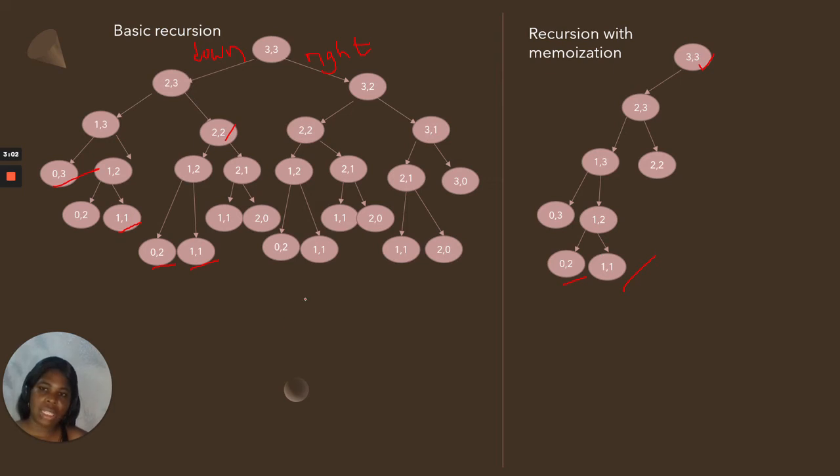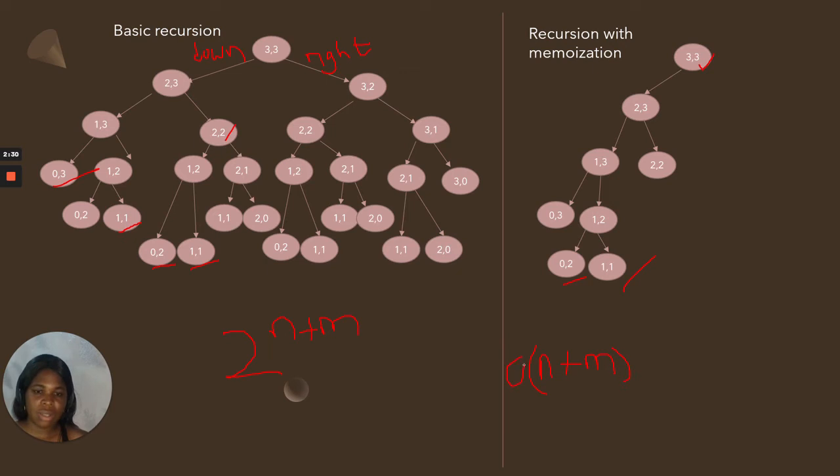So looking at this tree, you can say that the time complexity for the basic recursion is going to be 2 raised to power n plus m, which is exponential. n is going to represent the number of columns, and m is going to represent the number of rows. But for the memoized version, we can say that the time complexity is going to be O of n times m.